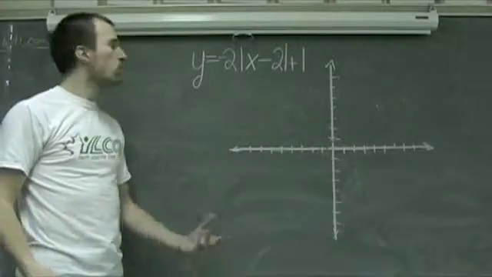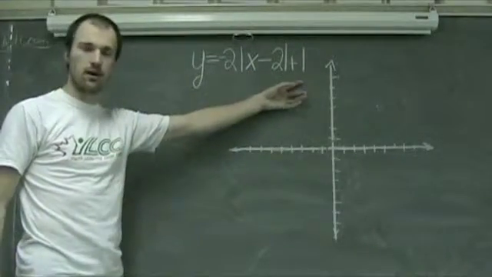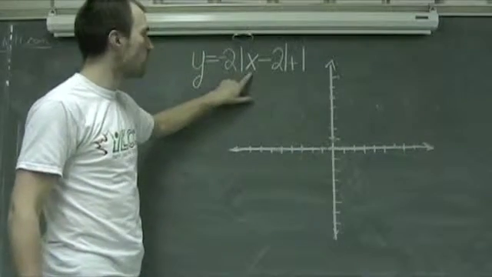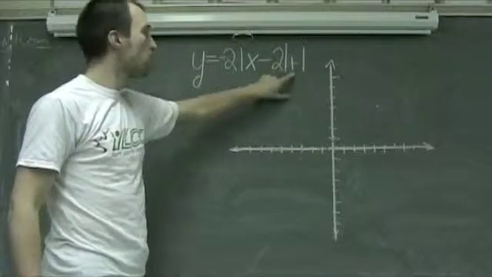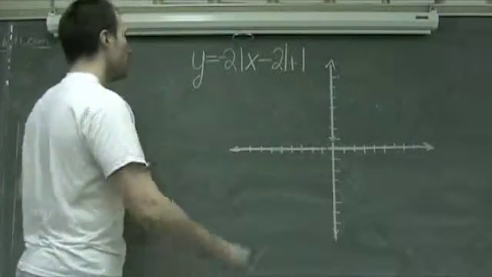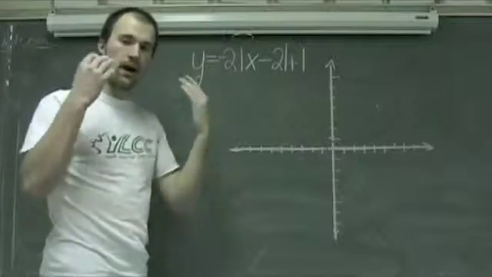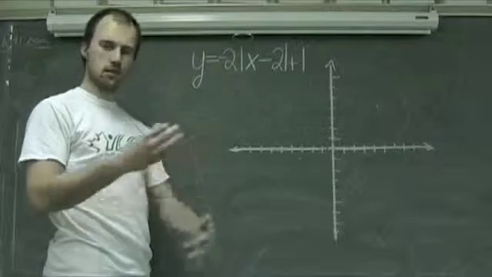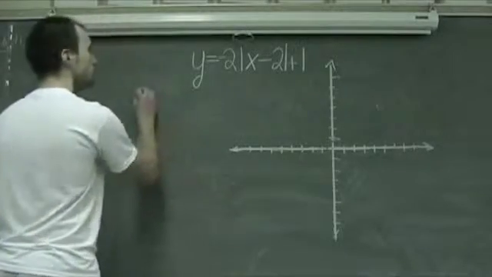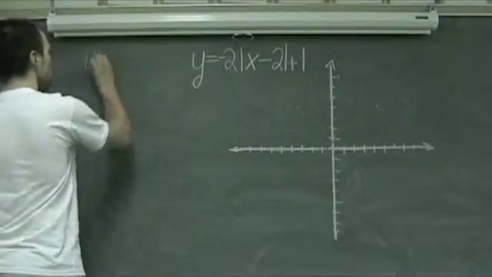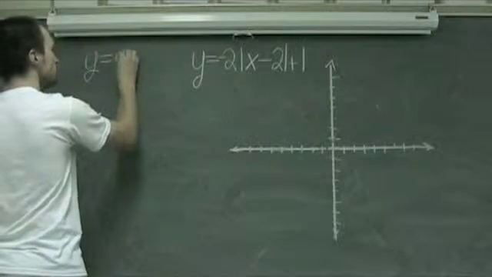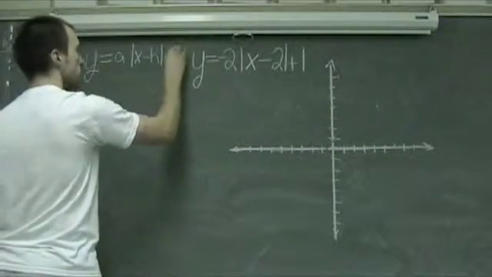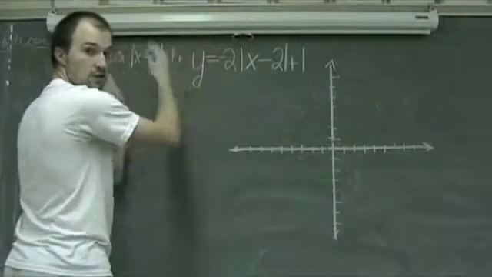In our next example, we've got a couple more things happening here. We have y is equal to negative 2 times the absolute value of x minus 2, plus 1. Again, I'm going to identify my h, my k, and my a variables so I know what this graph is about to do. In this situation, the general form of the equation is a times the absolute value of x minus h, plus k, so I'm going to match things up here.